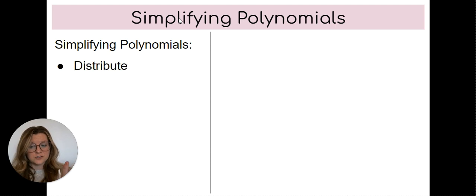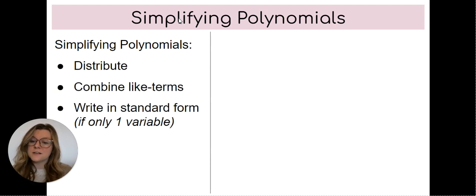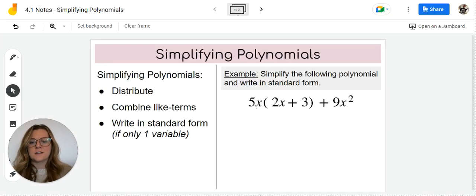Step 1 is to distribute. Step 2 is to combine like terms. And then step 3 is to write it in standard form if we only have one variable. So let's go ahead and look at an example. We have 5x(2x + 3) + 9x squared.